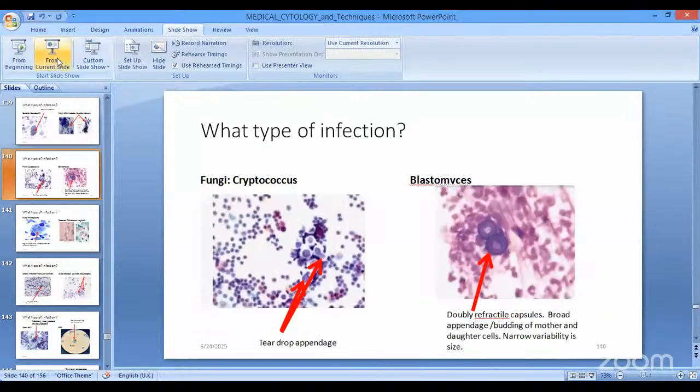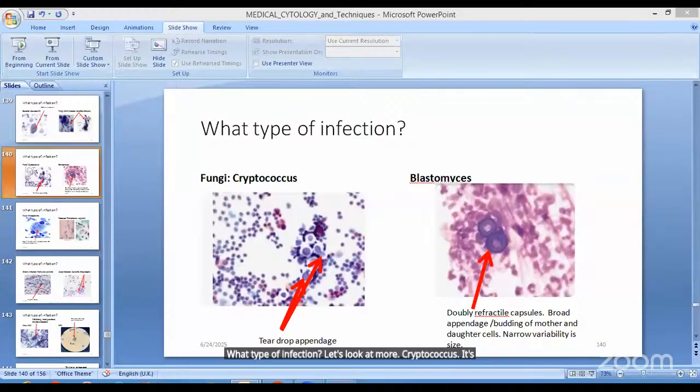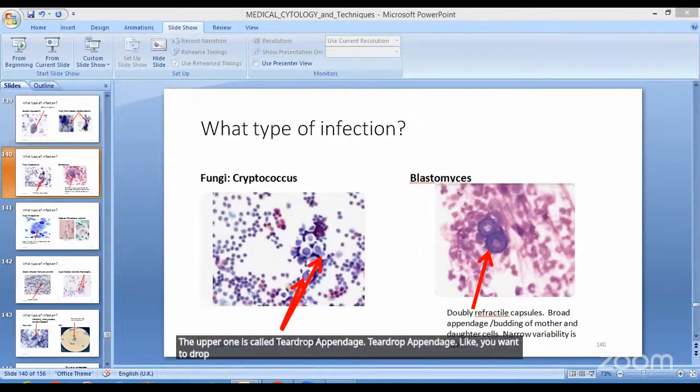What type of infection? Let's look at more. Cryptococcus, it's a fungal infection. They are paired cells, refractile and with different sizes. The upper one is called a teardrop appendage. Like you want to drop a drop of normal saline on your slide. The way it will fall, that's teardrop.